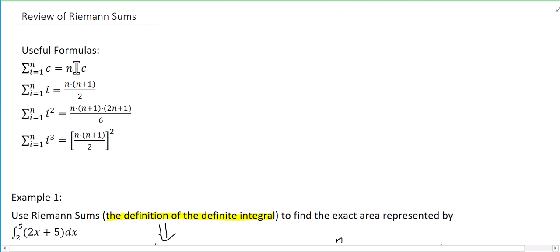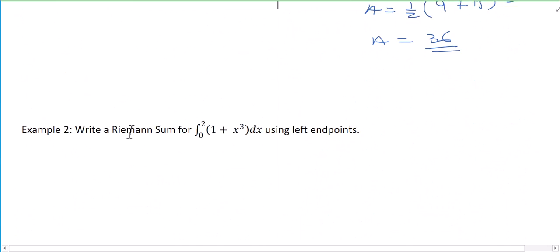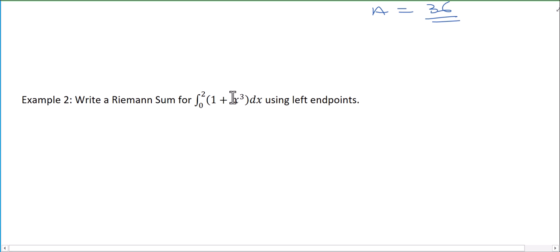So we'll see how we in fact really need to work the Riemann sum, and our goal in simplifying the Riemann sum is simplifying it enough so that we can use these formulas. So we're likely going to end up using the summation from i equals 1 to n of i cubed, since I do have a 1 plus x cubed in here, and using the left endpoints.